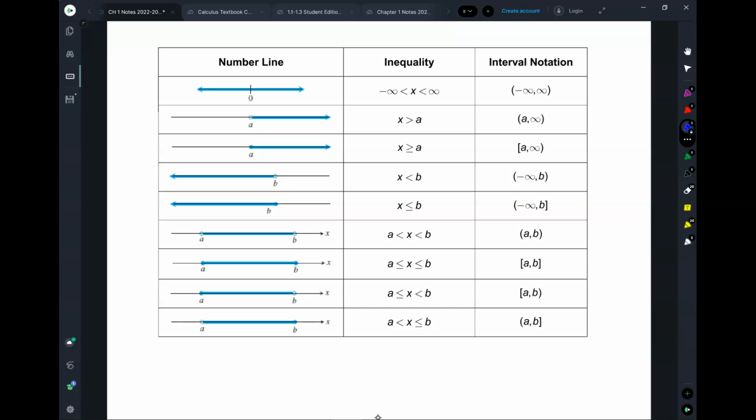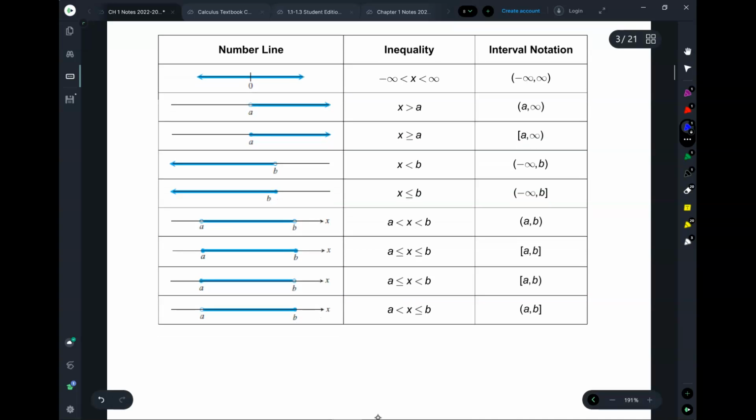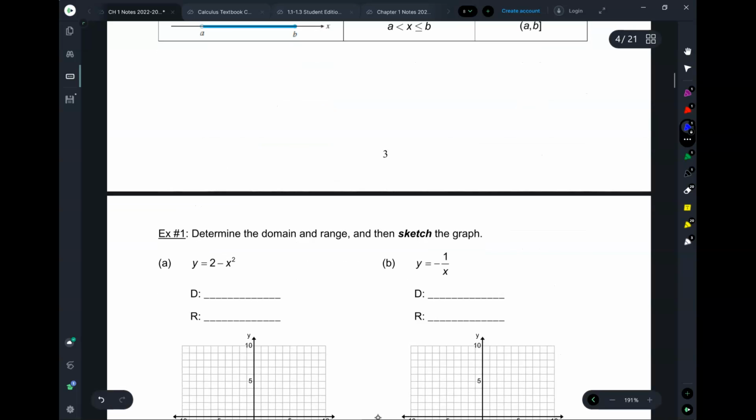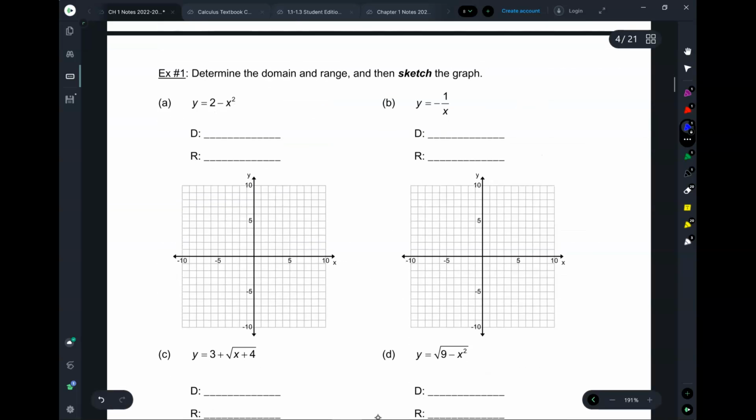Is this easier? It's more compact, right? Instead of doing all this, you could just do A to B, and if it's parentheses, then the A and the B are not included. It's open circles. If you guys have any questions on that, you can come and tell me. Does anybody have any questions on this, or can we move past?